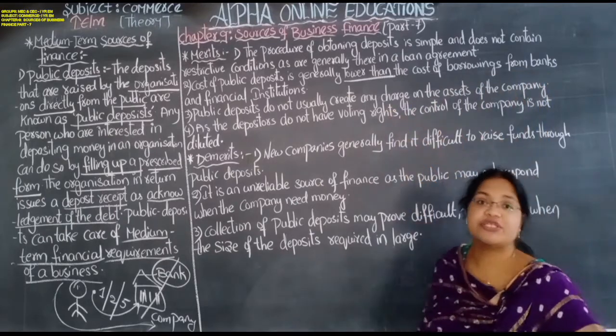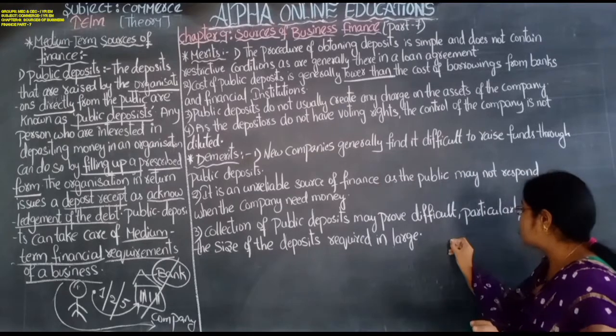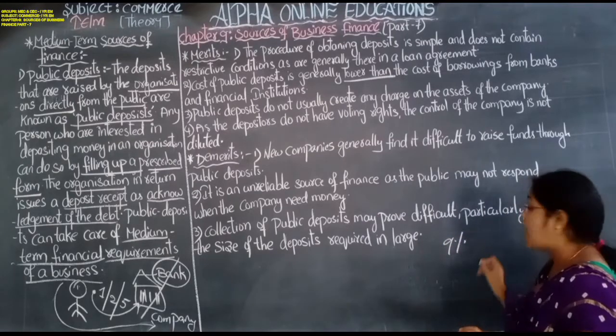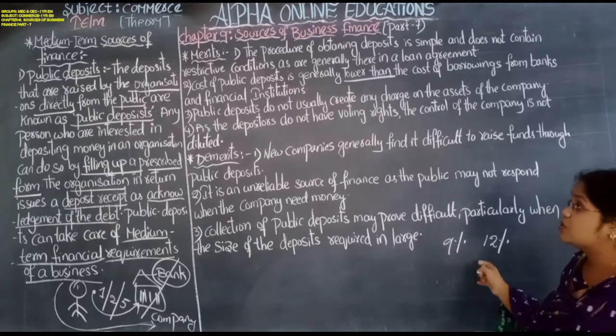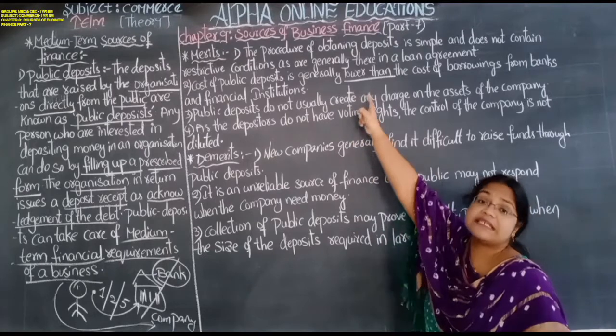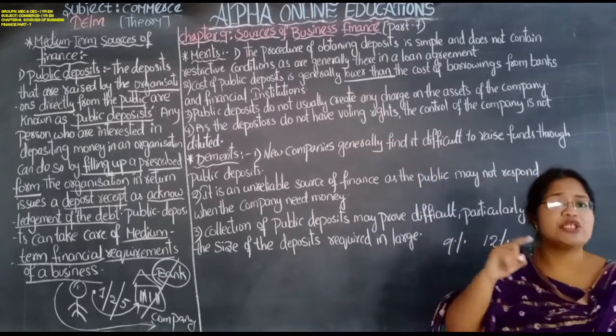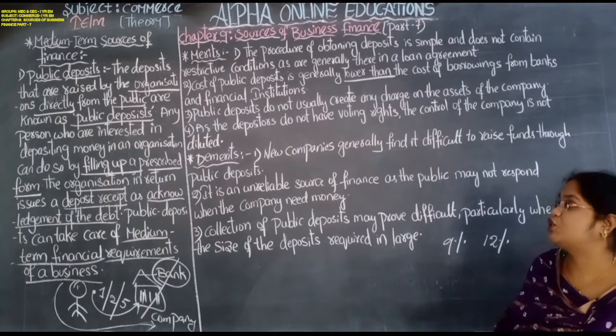So the cost of public deposit is generally lower than the cost of borrowing from bank and financial institutions. If you borrow the loan, the bank will charge 9% interest or 12% interest. So it will be more. So that's why the cost of public deposit is generally low and it is very suitable for the medium term source of finance for the organization.